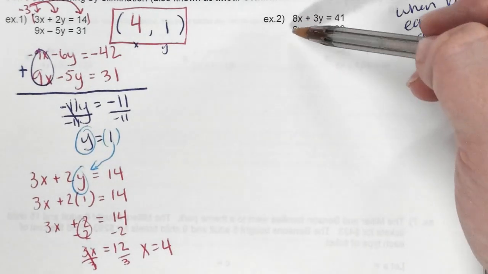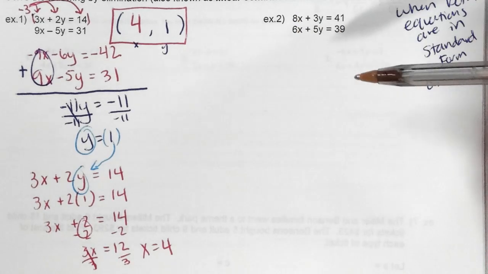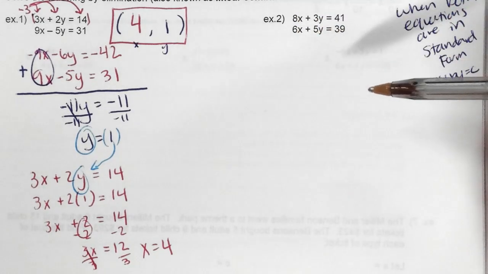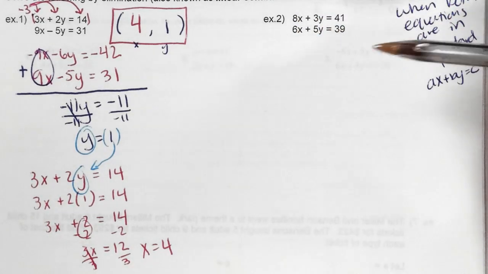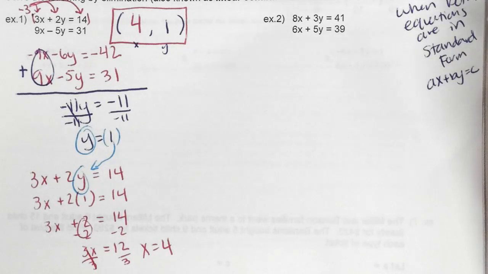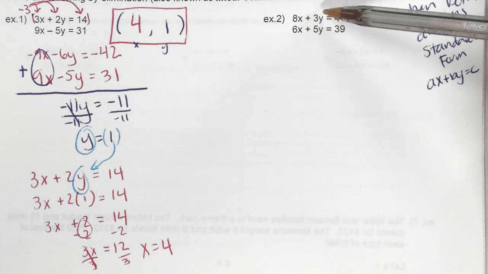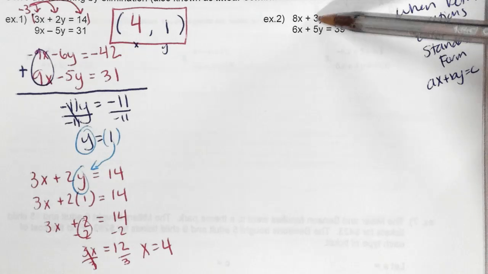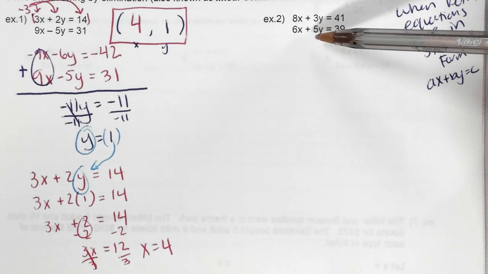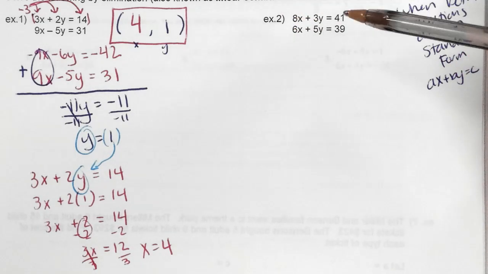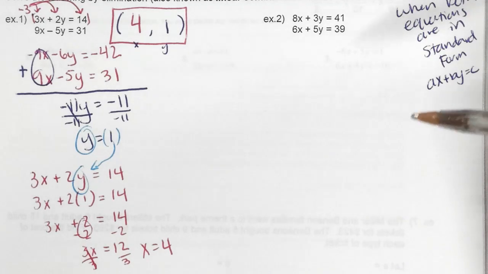Looking at my smaller coefficients, does 6 turn into 8? No. Does 3 turn into 5? No. So we can still do elimination, but we have to multiply both equations. Now, I'm going to look at the y's because right away I see that I can multiply 3 and 5 and get 15, right? I don't look at 6 and 8 and know that it just doesn't pop in my head like it does with 3 and 5.